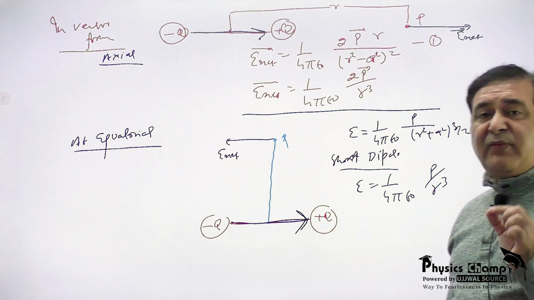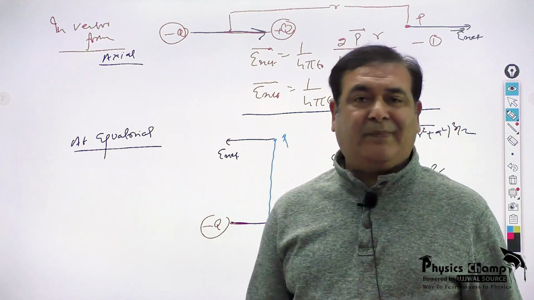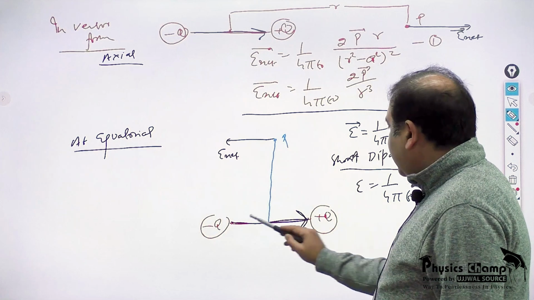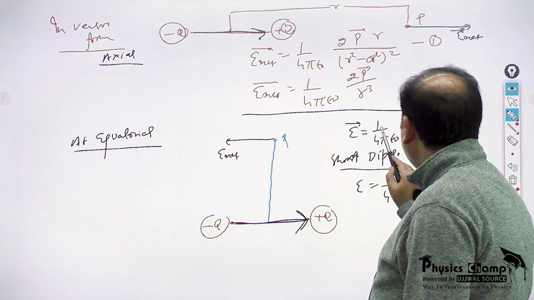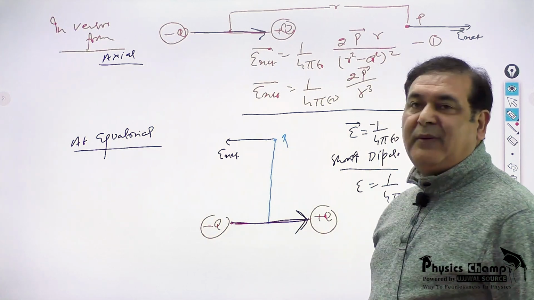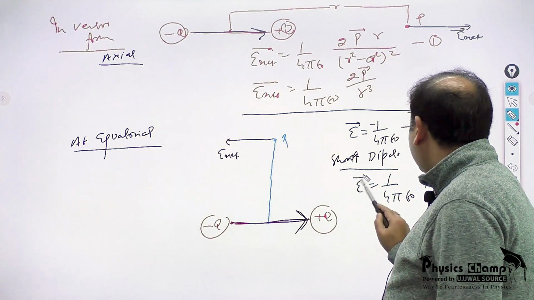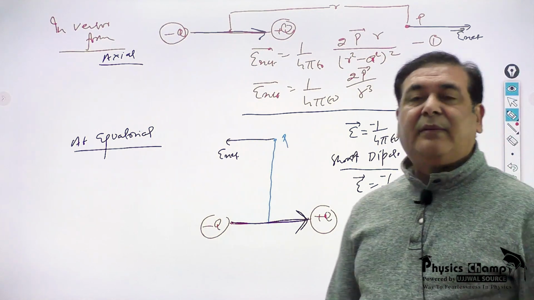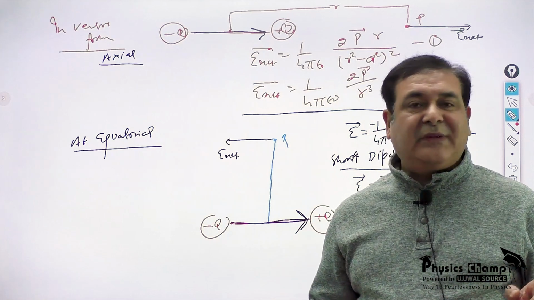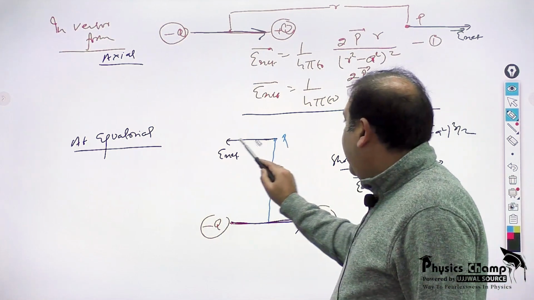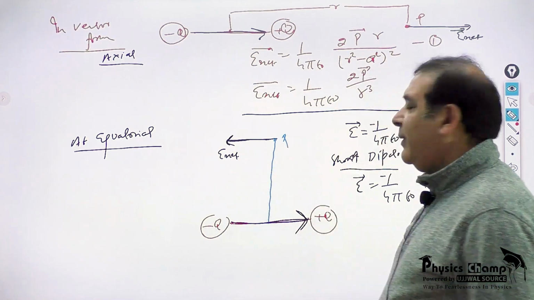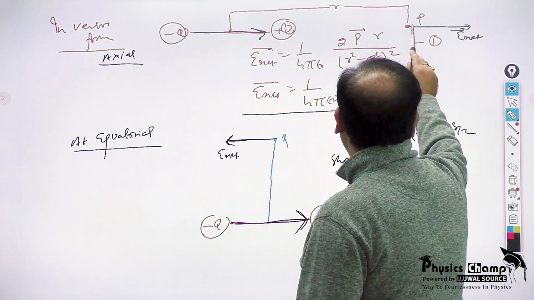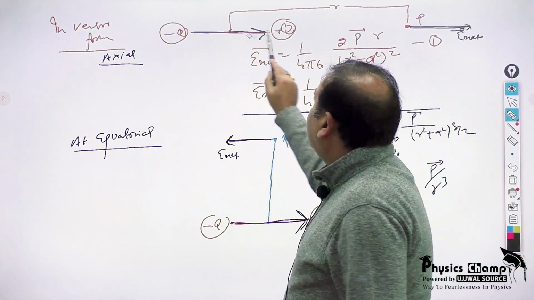But here, if I want to represent it in vector form, the electric field vector and dipole moment vector are just opposite. So we introduce this minus sign here. We will keep in mind that at the equatorial position, electric field and dipole moment are anti-parallel. And at the axial position, electric field and dipole moment are in the same direction.